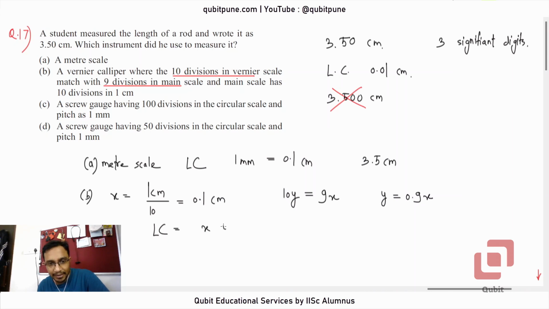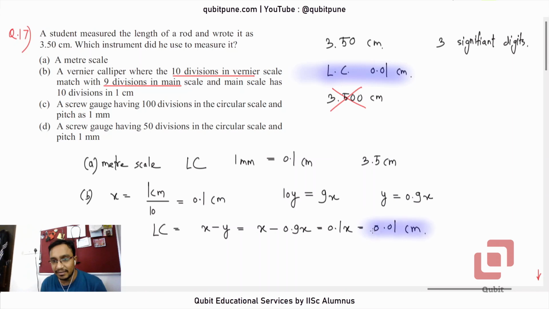Okay, and what is the least count now? Least count is x minus y, always x minus y. So x minus 0.9x. So how much will that be? 0.1x. But how much is x? 0.1 centimeters. So it is 0.01 centimeter. Now does that match with the answer that we have written here? Yes, it does. Which means the correct option to question 17 has to be option B. Is that clear?